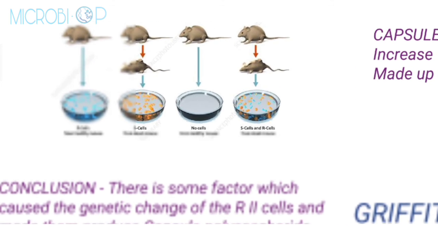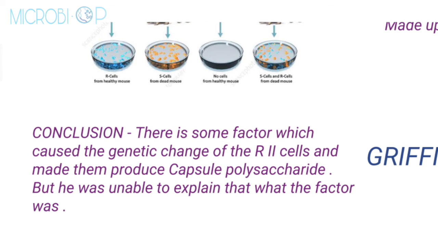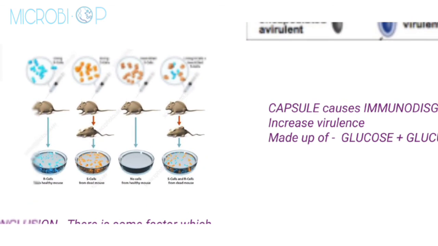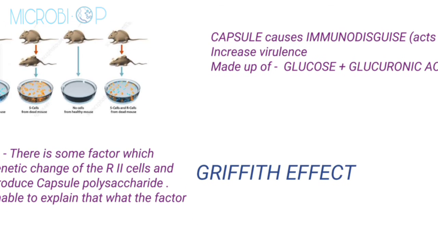Now this is the conclusion part. There must be some factor which caused the change of the R2 cells and made them produce capsule polysaccharide, and made them produce capsules, and they produce smooth colonies. But he was unable to explain what factor it was. Was it a protein, a polysaccharide, DNA or RNA? He was unable to explain. And this process was then not known as transformation, it was known as the Griffith effect.